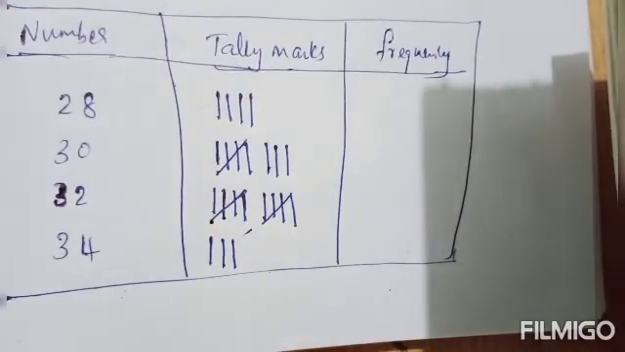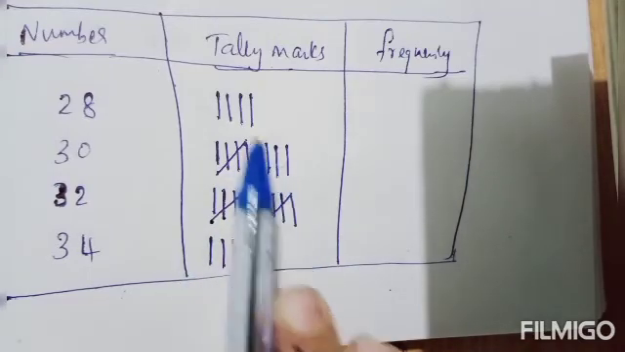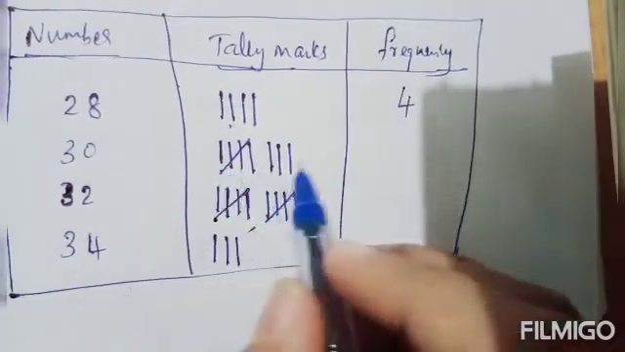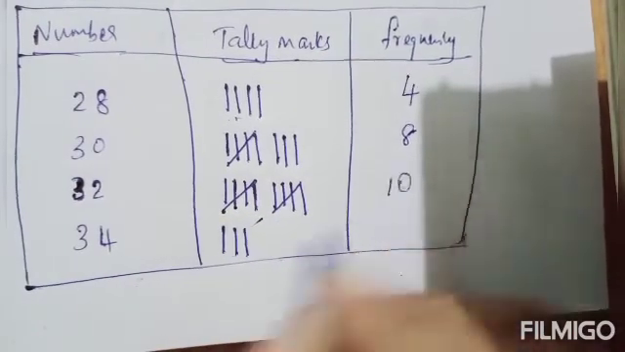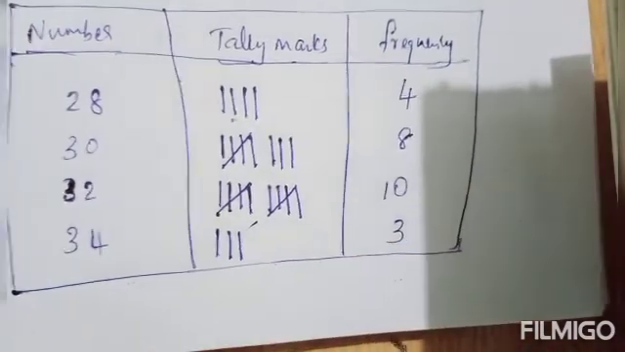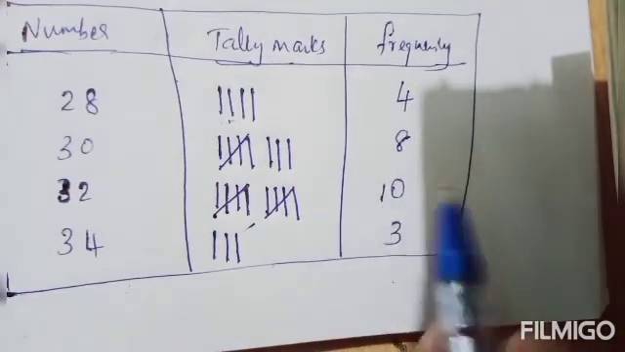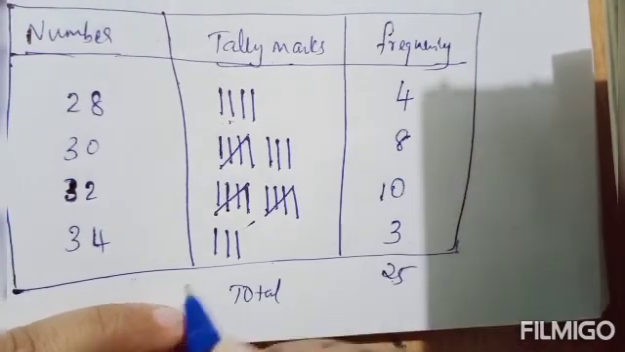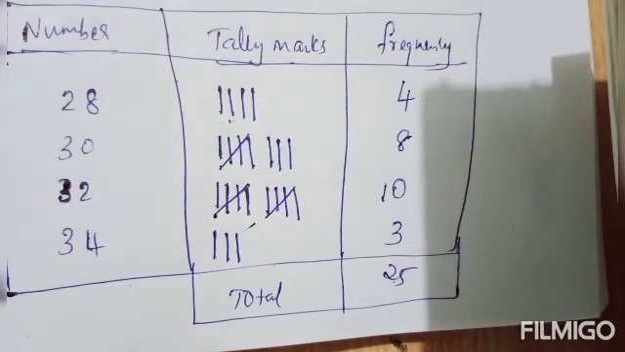Now putting bars is completed. Now you can count and write. Here 28, 4 are there. 30, 8 are there. 32, 10 are there. 34, 3. So total you can count: 8 plus 4, 12. 12 plus 10, 22, plus 3, total you will get 25. So this is a discrete frequency distribution.